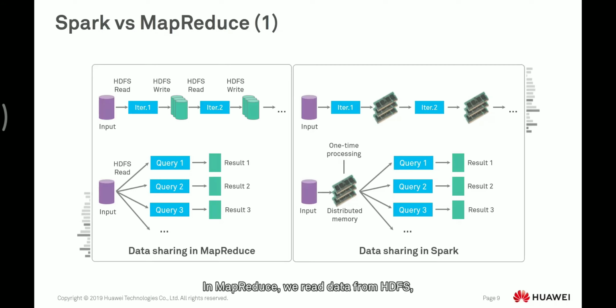In MapReduce, we read data from HDFS. After the first iterative computing, we'll save the intermediate result on the disk. Then, make a second processing. Results of every iterative computing need to be written to disk. But in Spark, intermediate results do not need to be written to disk. They're stored in distributed memory, which improves the computation performance.